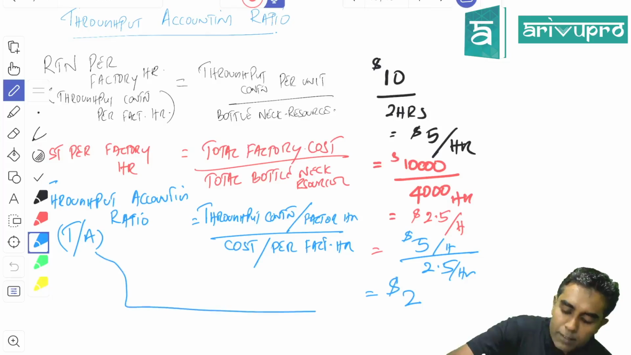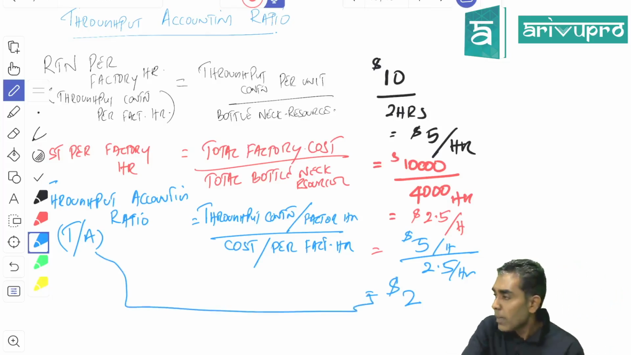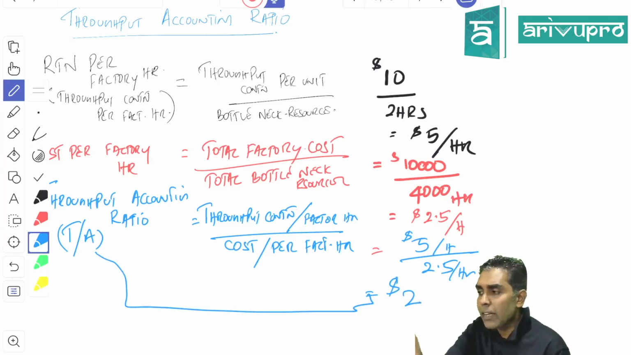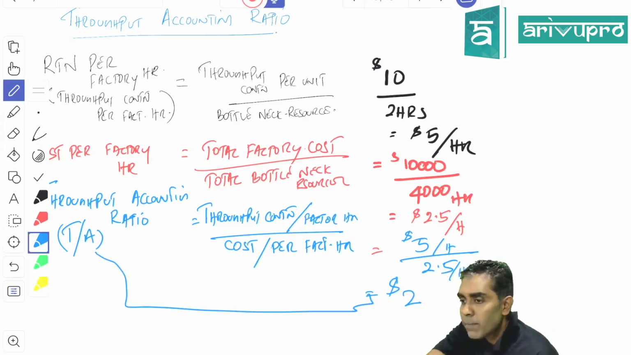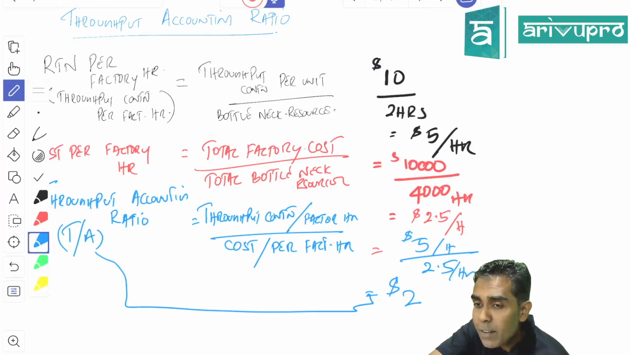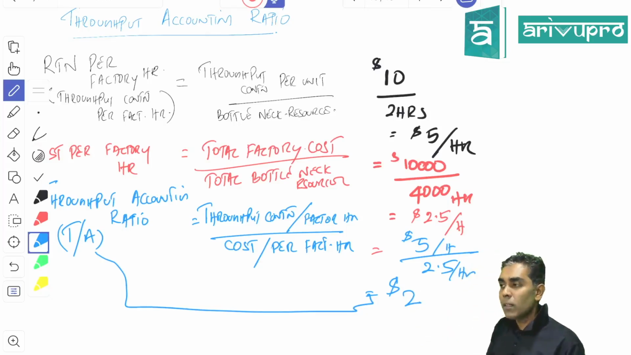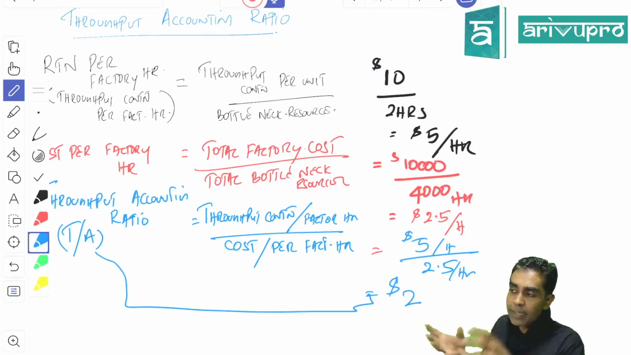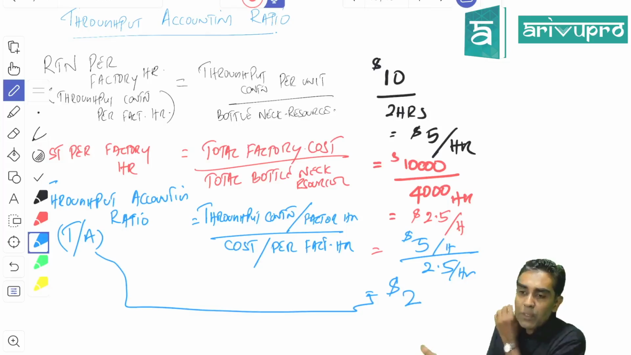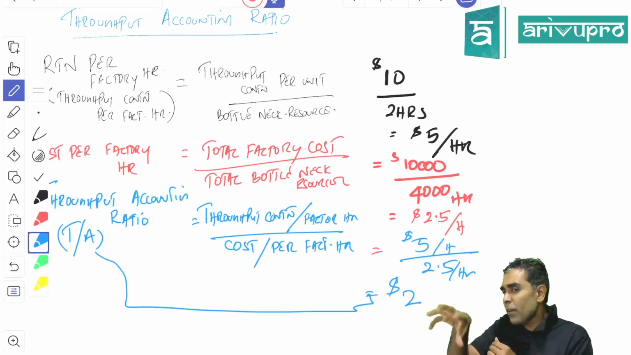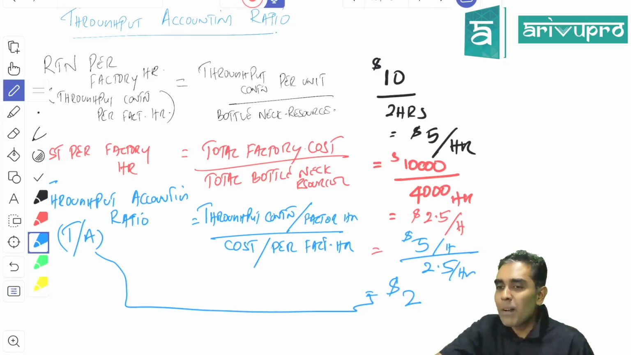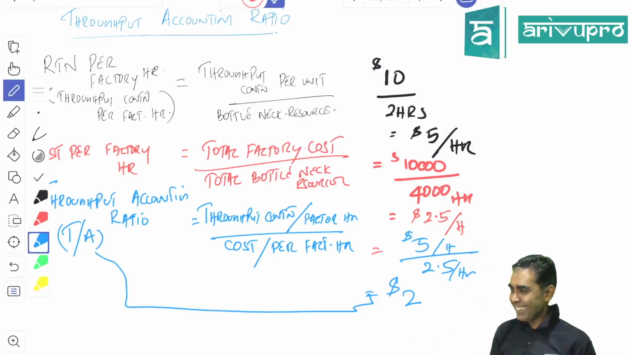Now what is the decision criteria? Just have a look. If the TA ratio is more than 1, what is meant by more than 1? You just interpret for me. How is that possible? More than 1 means whether the cost is more than the contribution or the contribution is more than the cost. Then the product is viable, the product will be continued.